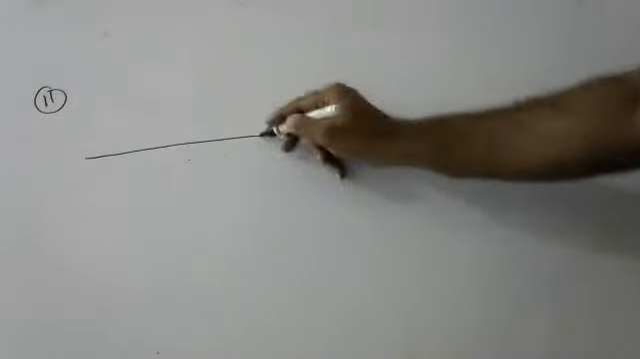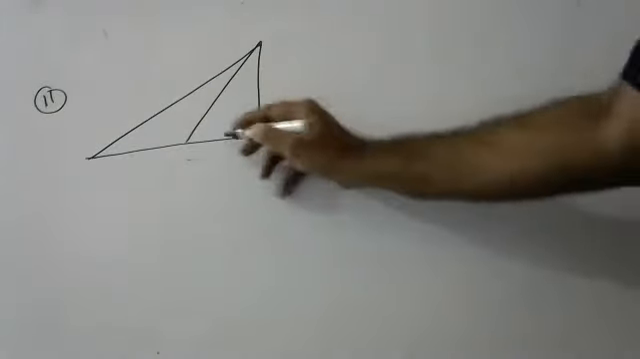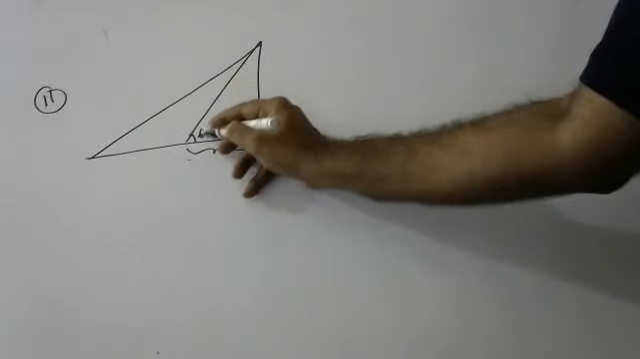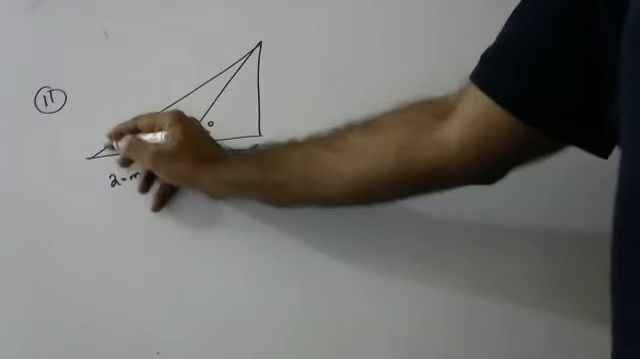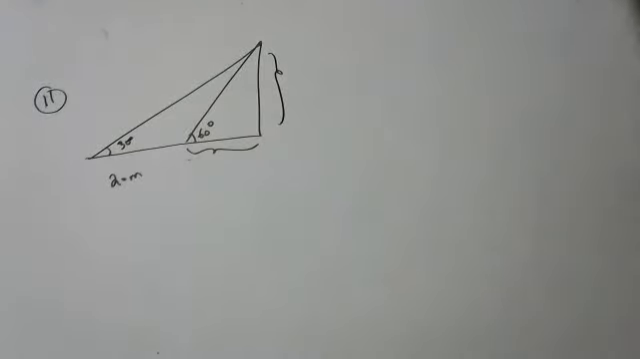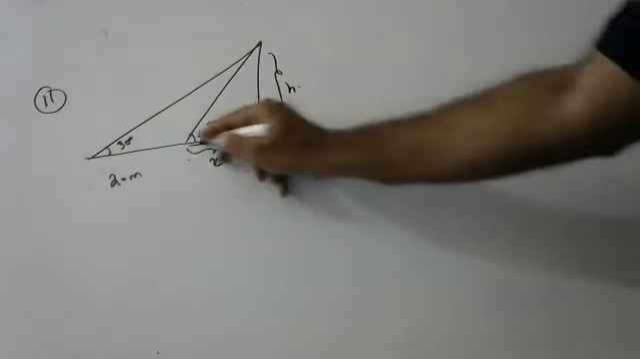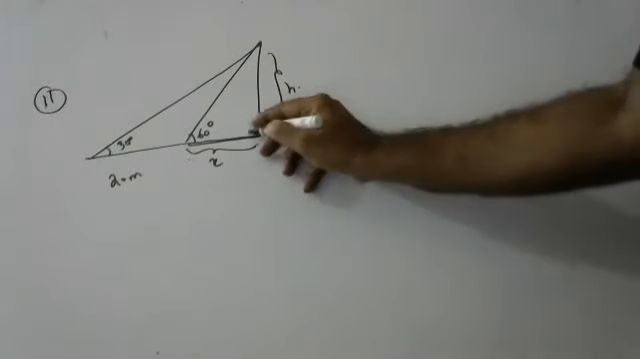A TV tower is there, children. One fellow, okay, this is the river. This is the TV tower. One fellow sees it from here at 60 degrees. Then he walked back 20 meters and saw it again. Now it is 30 degrees. The question is: find the height of the tower and the width of the canal. Very, very easy sum, children.